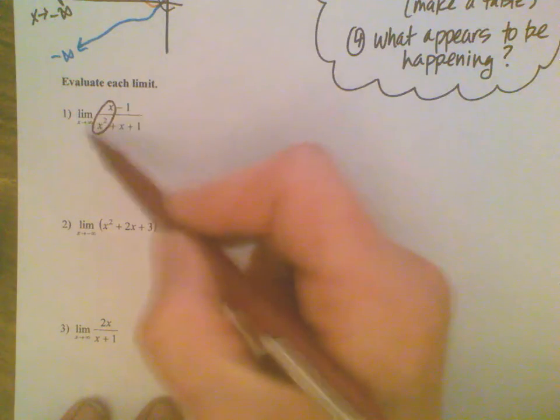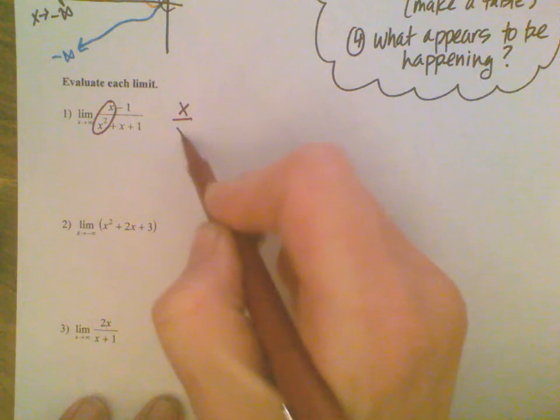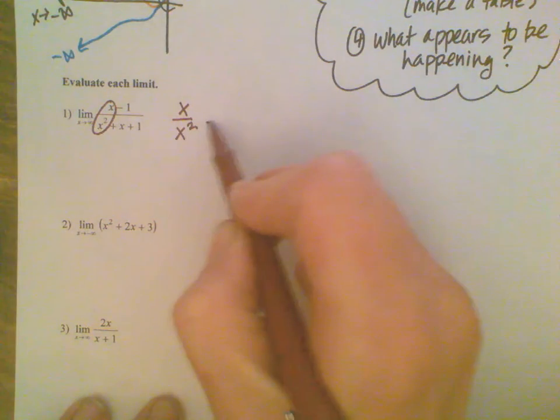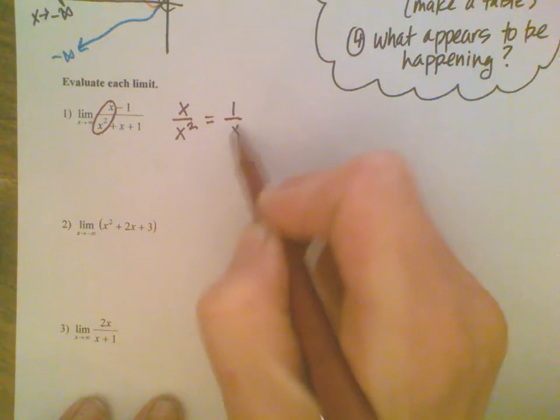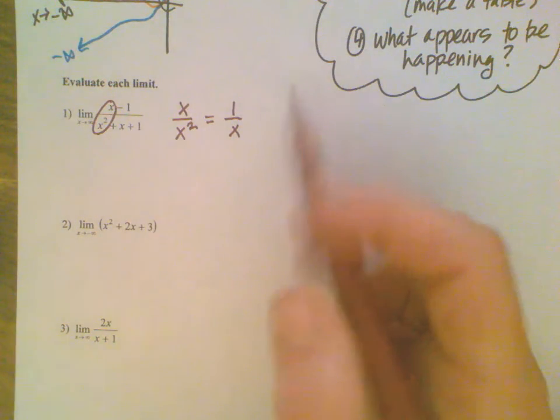So I'm down to my lead terms here. I'm going to rewrite that as a fraction, x over x squared. I'll reduce that. That becomes 1 over x. And now I'm going to start to plug in values as I approach infinity.